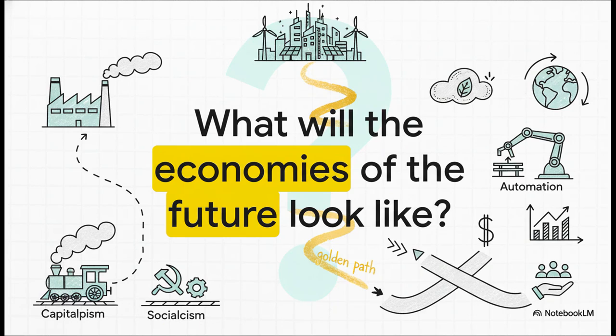So, all of this leaves us with one final, really important question. The classic models we've talked about, capitalism and socialism, were born in the industrial age. But now we're facing 21st century challenges, things like AI and automation, climate change, global pandemics. Are these old operating systems still up to the task? And what might the next golden path even look like?